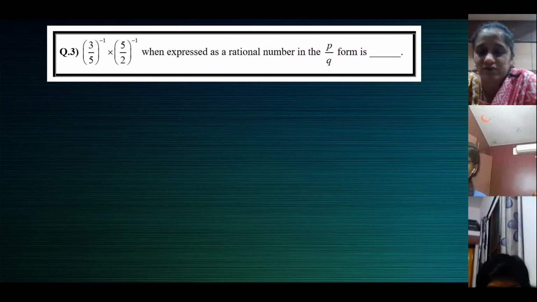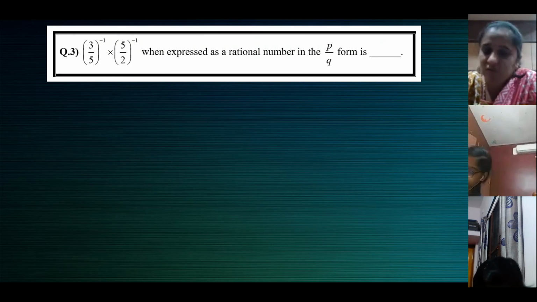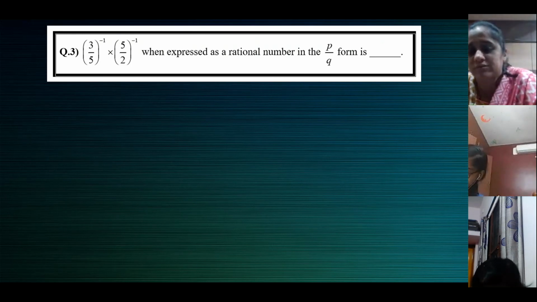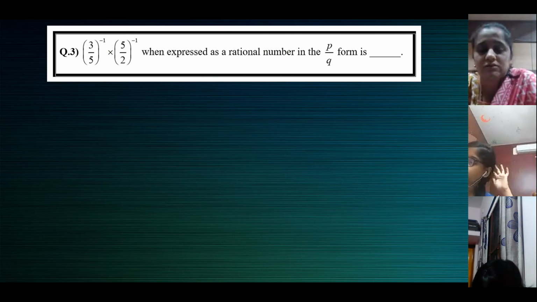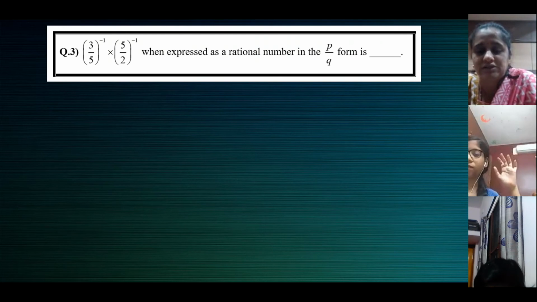Bhavishya, no, my question is, your answer is 3 by 2. Okay. I don't know if the answer is right or wrong, but my question is, is your answer in the P by Q form? What do we understand by the P by Q form? Integer by integer form, right? Integer by integer form. First chapter, rational numbers. Yes, ma'am. Integer by integer form.